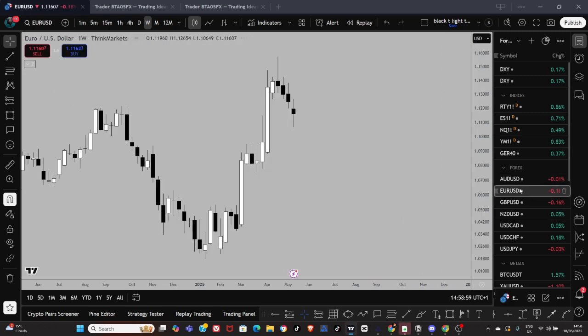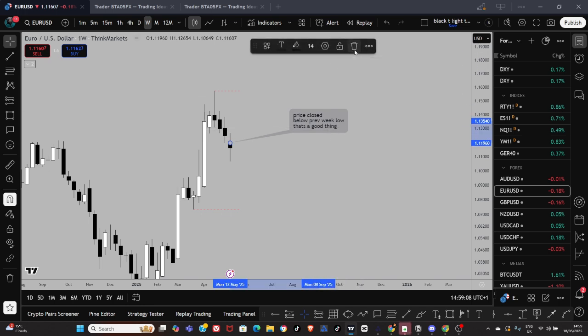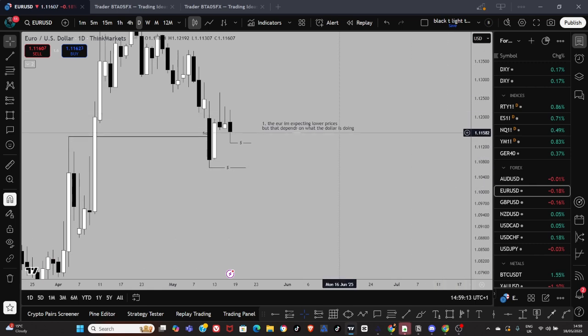AUD USD, Euro USD. We can see now that price closed below the previous week low. It's just like when you invert the dollar, that is Euro USD. When you're inverting the dollar, it's just Euro USD. So the EU, I'm expecting lower prices, but that depends on what the dollar is doing. So EU now, I'm expecting lower prices.